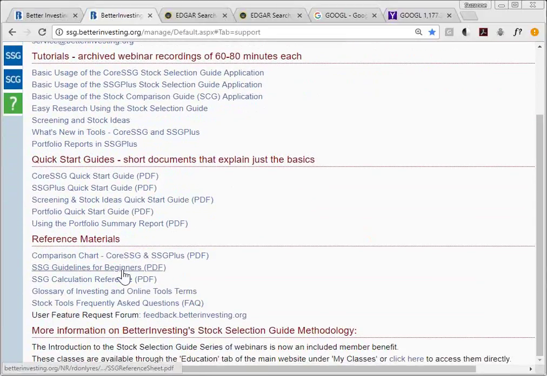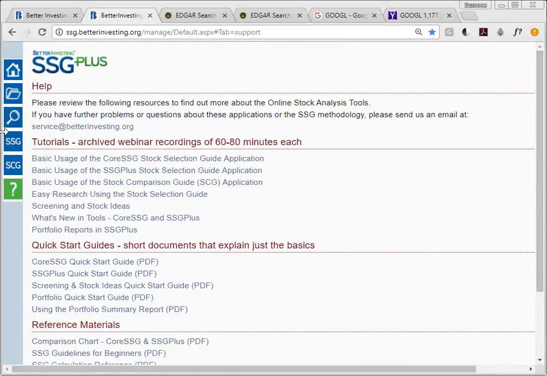Reference materials. I'll point out that if you are new to the forecasting process or new to the evaluation process, check out SSG Guidelines for Beginners. And if you are very interested in how we come up with these calculations, you can check out where we come up with the calculations for these different terms. There's a glossary, some FAQs, and so forth. So be sure and check that out.